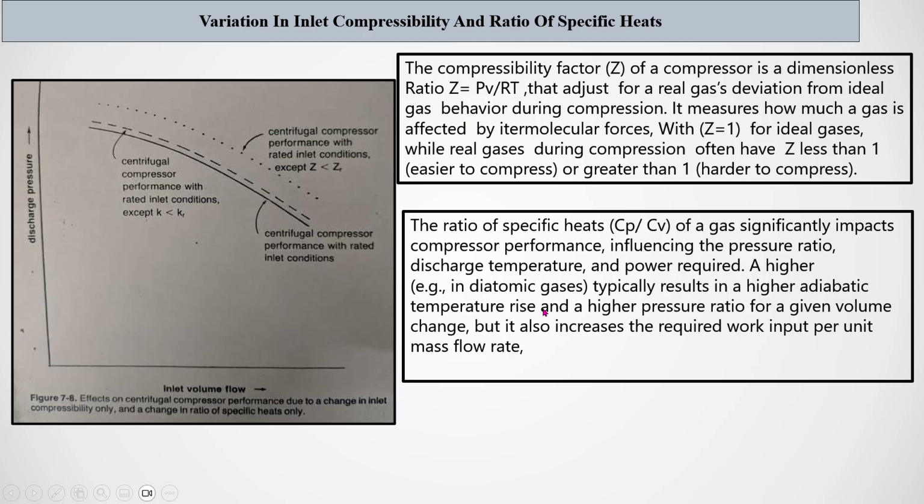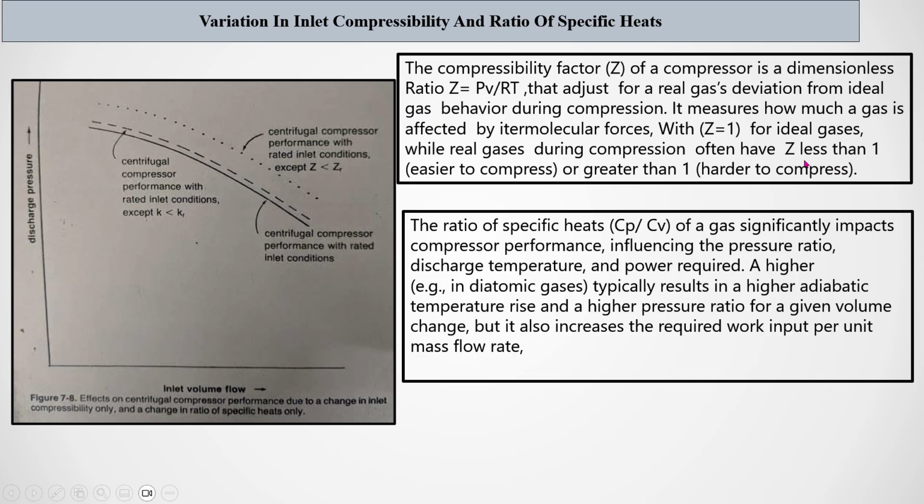It can handle more fluid. Similarly, the compressibility factor. What is compressibility factor? Z is equal to PV by nRT. That is the compressibility factor. In the ideal case, for ideal gases, what is the Z? Z is equal to 1.